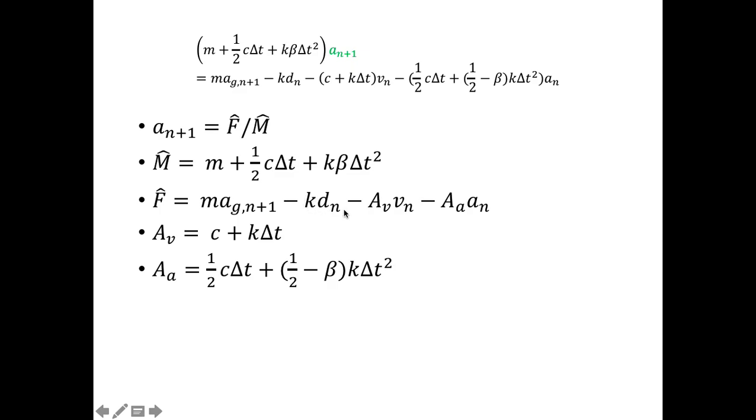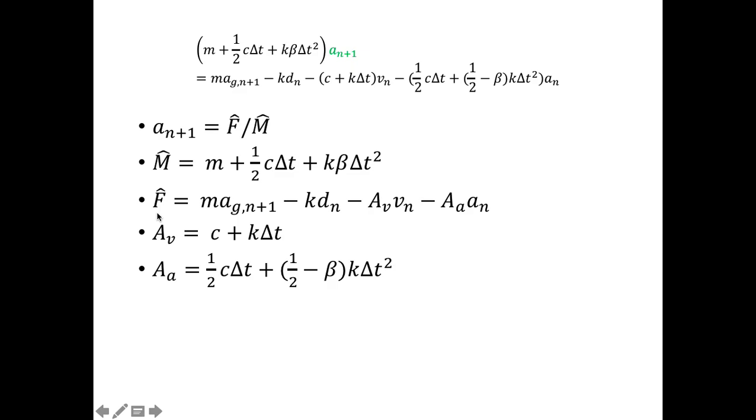However, the parameter for dn is k. The parameter for vn is av, which is c plus k delta t. And the parameter for an is aa, which is half c delta t minus beta k delta t squared, which is the same thing inside here. So why do we calculate this? Because please pay attention that inside m hat, everything is constant. So we don't need to calculate these constants step by step. Av is constant, right? c, k, delta t are constant. Aa is constant. Everything is constant.